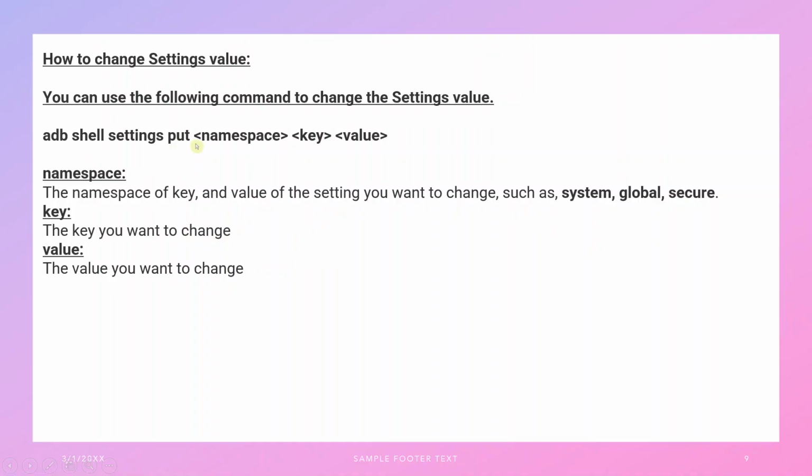So remember that. If you use put, you are changing the setting value. If you use get, you are checking the setting value. Next is the namespace. What is the namespace here? We have three values for the namespace: system, global, and secure. In our case, we are changing the rotation, so we use the keyword system. So the namespace is system, and then the key, the key you want to change. Here in our case we are using user_rotation, and then the value. For a particular key we have to provide the value here.